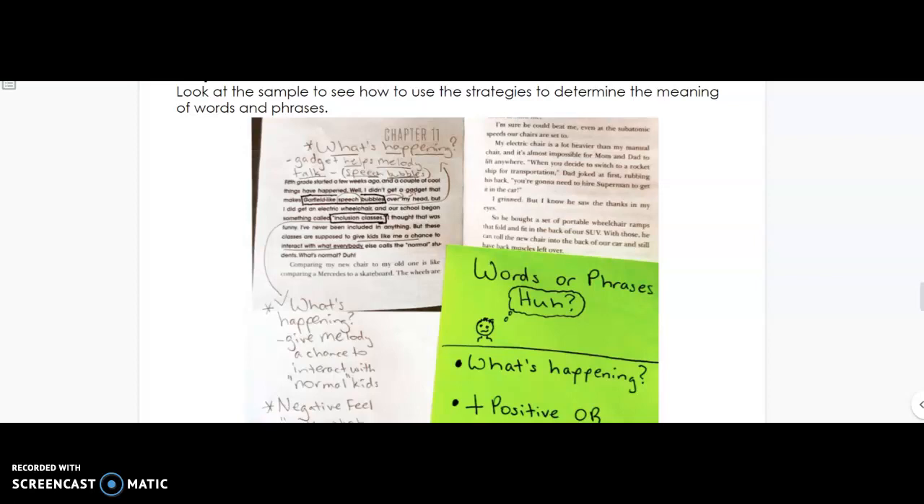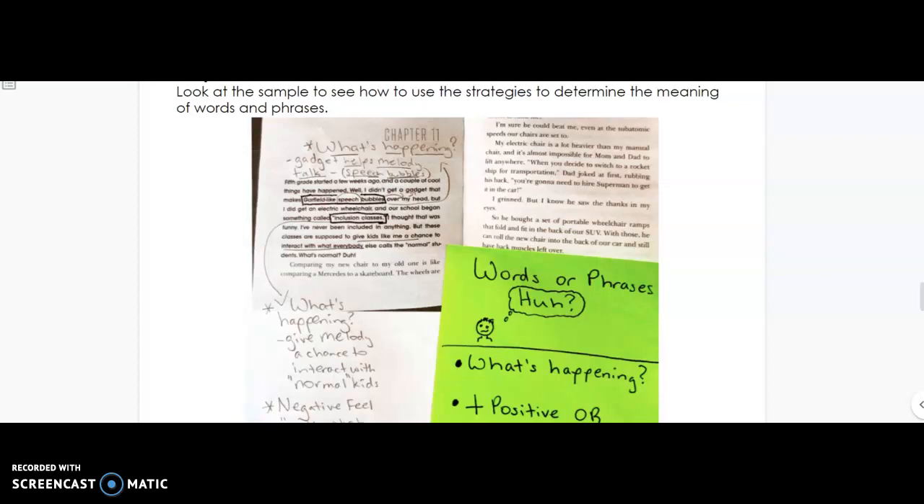Fifth grade started a few weeks ago, and a couple of cool things have happened. Well, I didn't get a gadget that makes Garfield-like speech bubbles over my head, but I did get an electric wheelchair, and our school began something called inclusion class. I thought that was funny. I've never been included in anything, but these classes are supposed to give kids like me a chance to interact with what everybody else calls the normal students. What's normal? Duh.